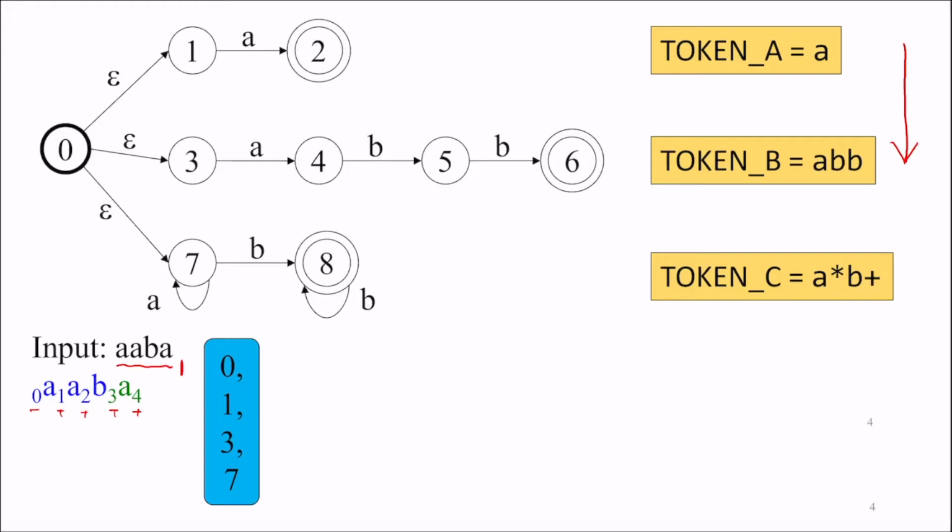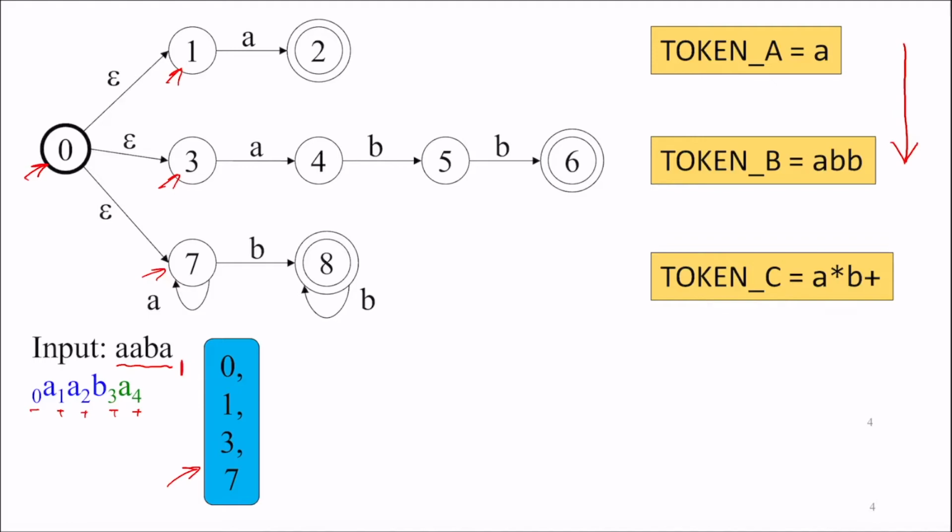So we're starting from state 0, but because of the empty string transitions, we actually are starting from this set of states, right? We are starting from 0, 1, 3, and 7. Any state that you can reach from the start state on an empty string. So that's what this represents, is that set of states.